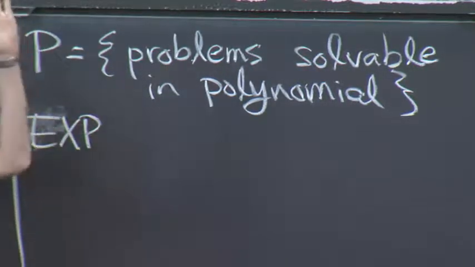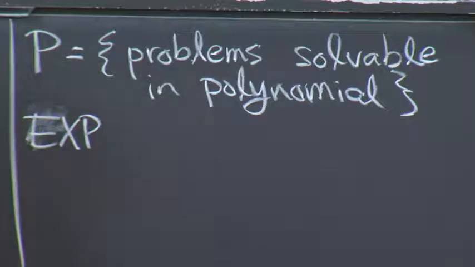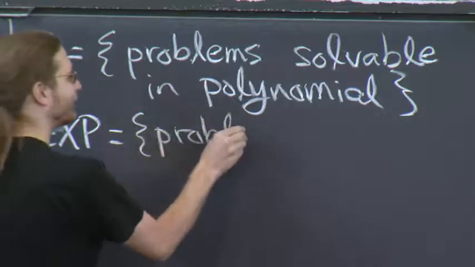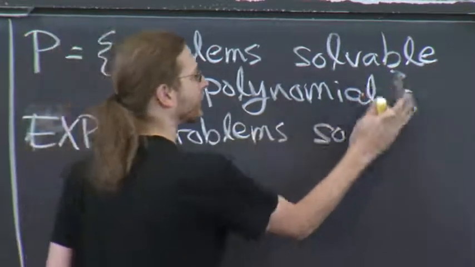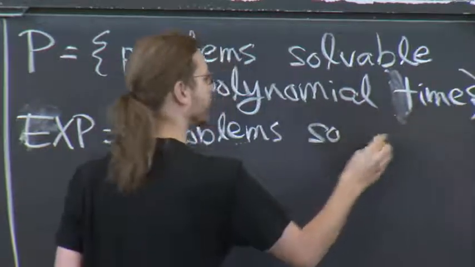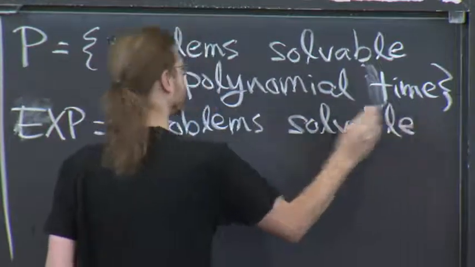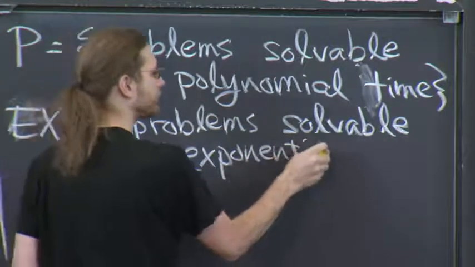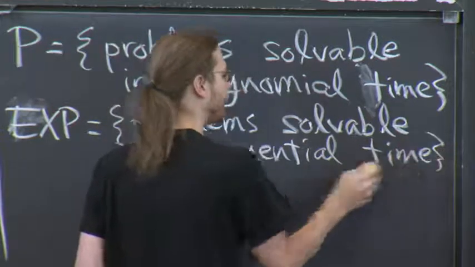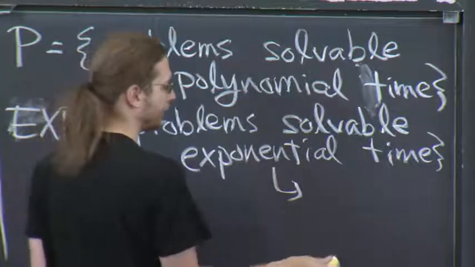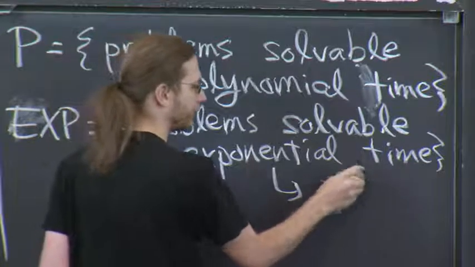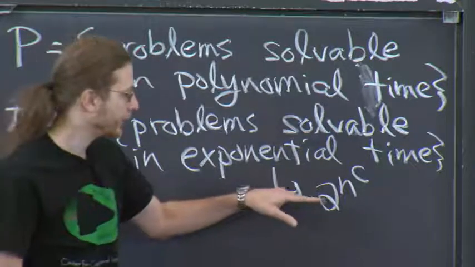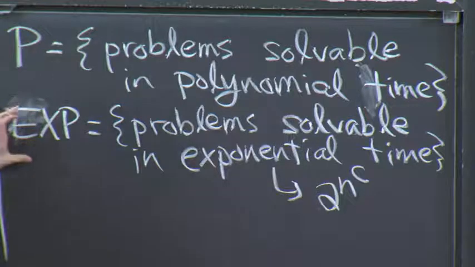What's next? EXP. How many people know what EXP is? Or you can guess. Any guesses? Exponential. These are all the problems you can solve in exponential time. If you want to be formal about it, in this case, exponential means 2 to the n to some constant. So not just 2 to the n, but also 2 to the n squared, 2 to the n cubed. Those are all considered. Exponential in a polynomial is considered in the class EXP.